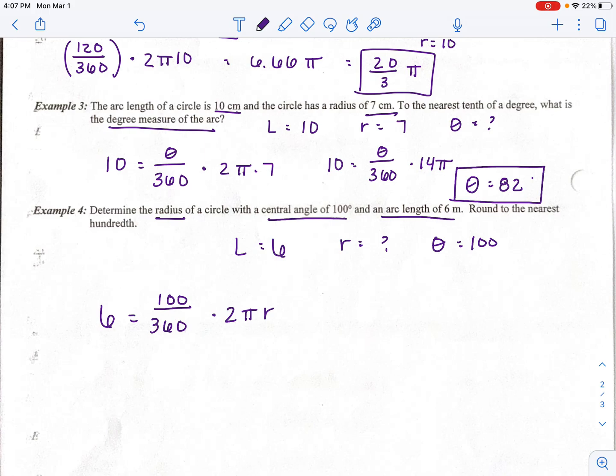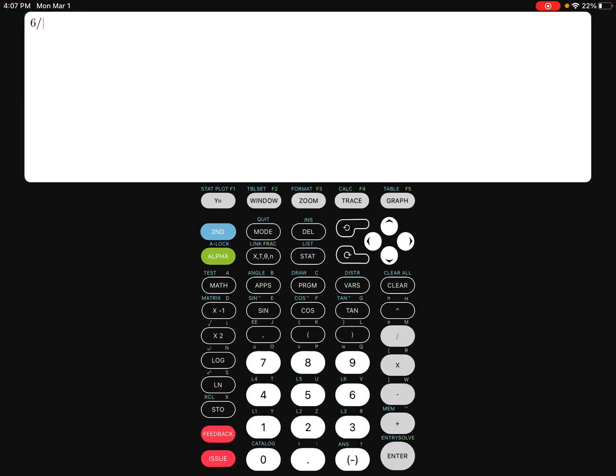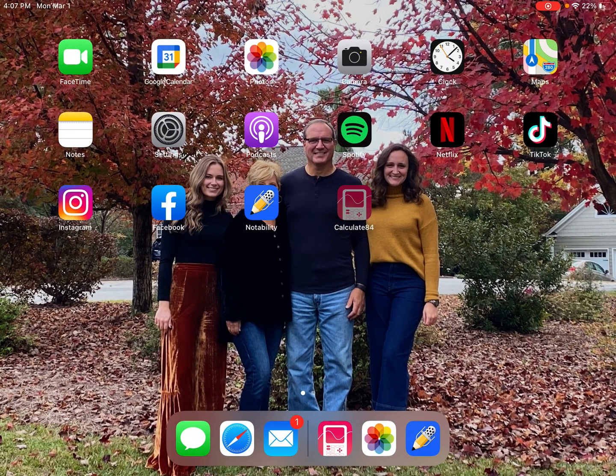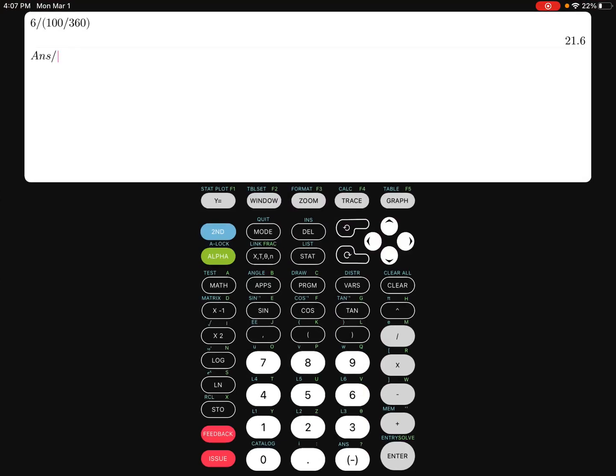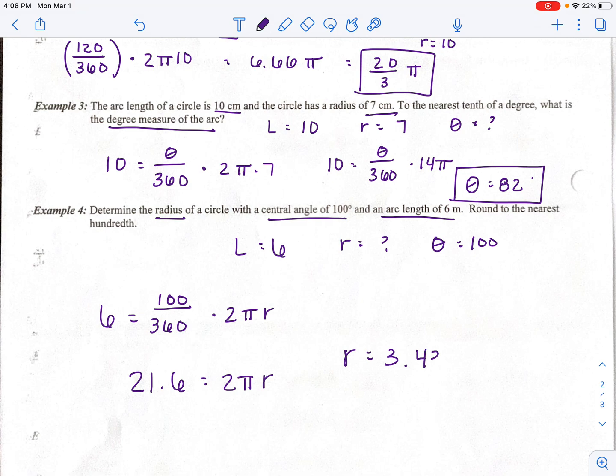So 100 divided by 360 is like 0.2777. All right, and I'm going to do 6 divided by that. So let's use our calculator over here. I've got 6 divided by 100 divided by 360. All right, that gives me 21.6. So I've got 21.6 equals 2 pi r. Divide by 2 pi. My answer is 3.438. My radius is 3.438.